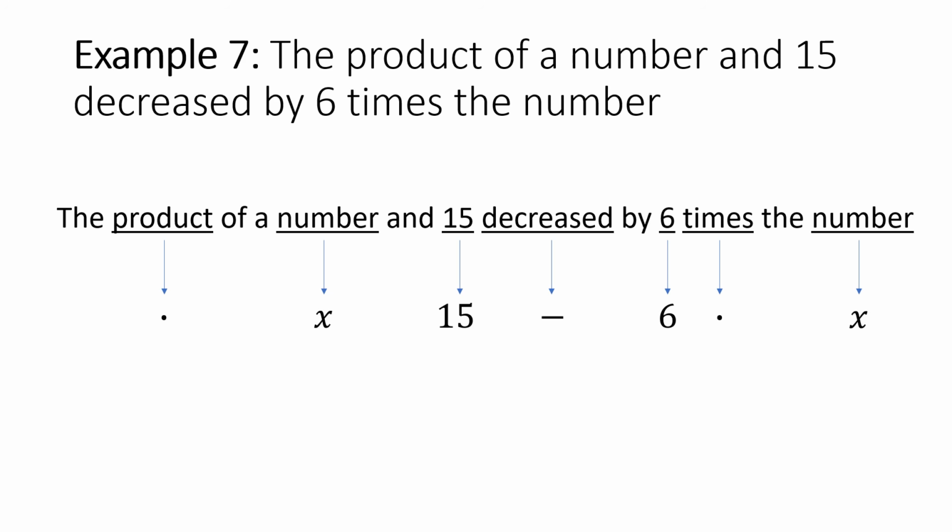Here, when I'm talking about the product, I'm multiplying 15 and x, that's going to be 15x. Same thing with the 6 times the number is going to be 6x as well. Since it is decreased, you're going to keep the order the same as it's written, so it will translate to 15x minus 6x. I'm not going to simplify here, even though I do have like terms, because I am just translating the English phrase into the algebraic expression.